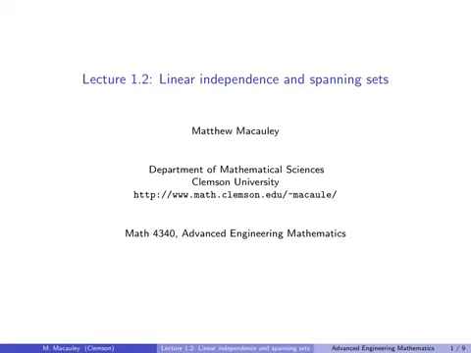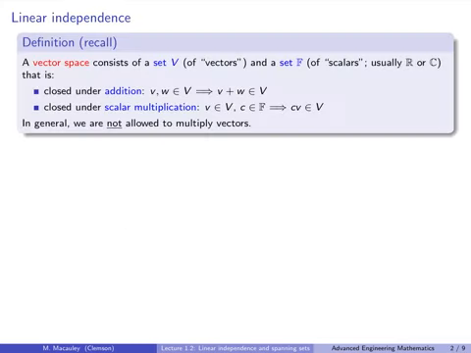Welcome to Lecture 1.2, Linear Independence and Spanning Sets. Recall from last time the definition of a vector space. This consists of two things: a set V, think of these as vectors, and then a set F, which is a field, think of these as scalars. They're usually either real numbers or complex numbers, and then there's two conditions that have to hold.